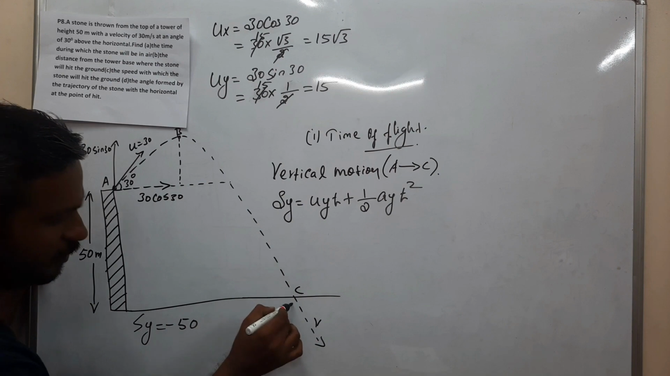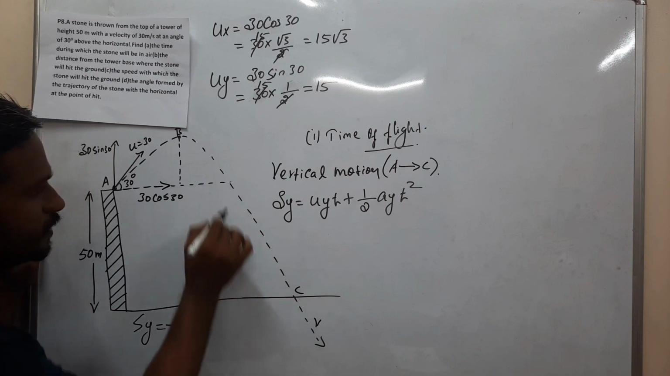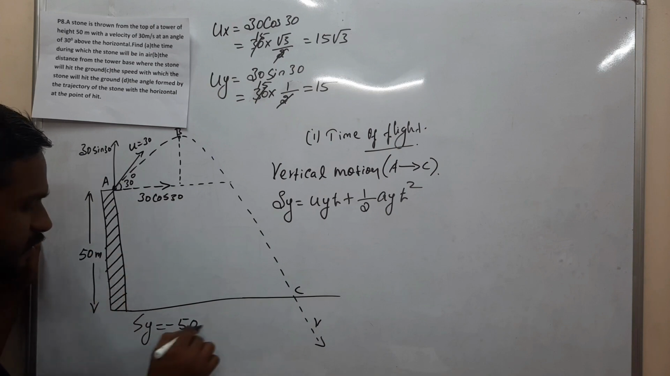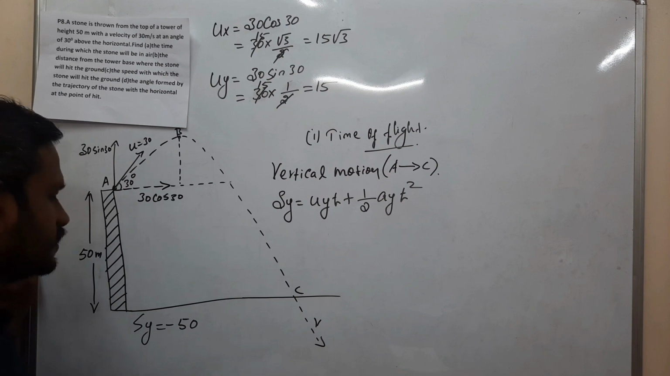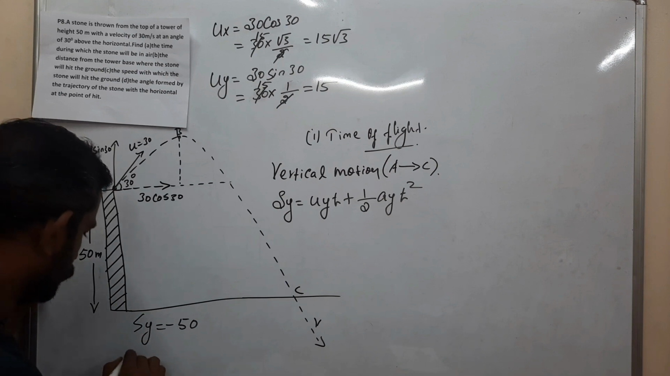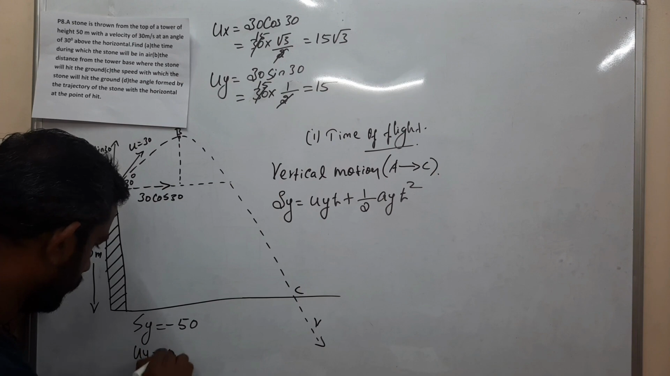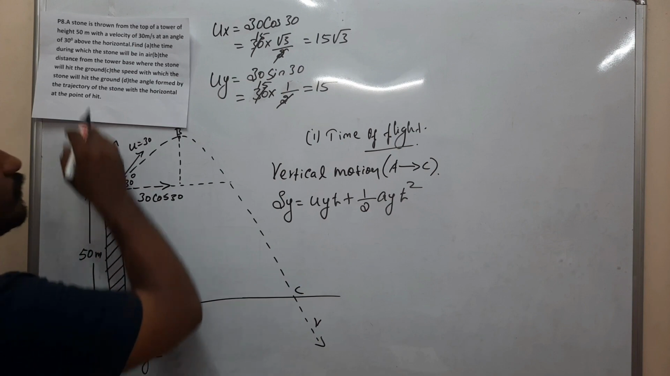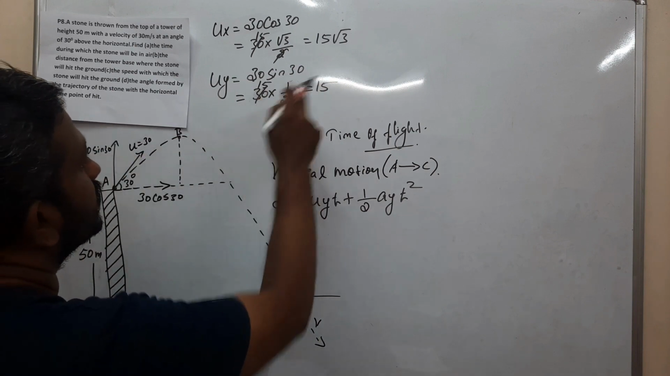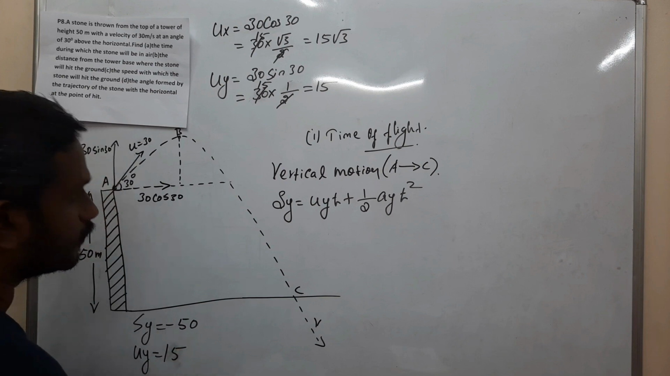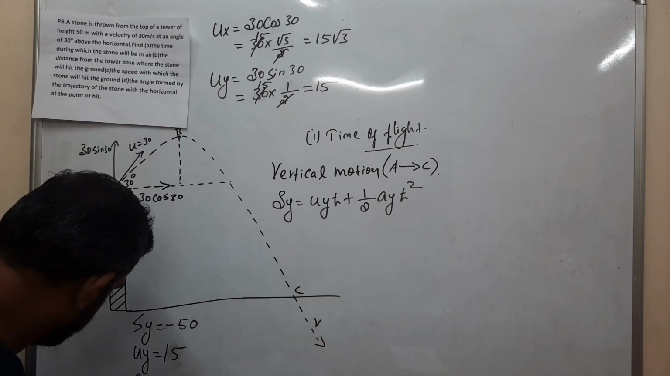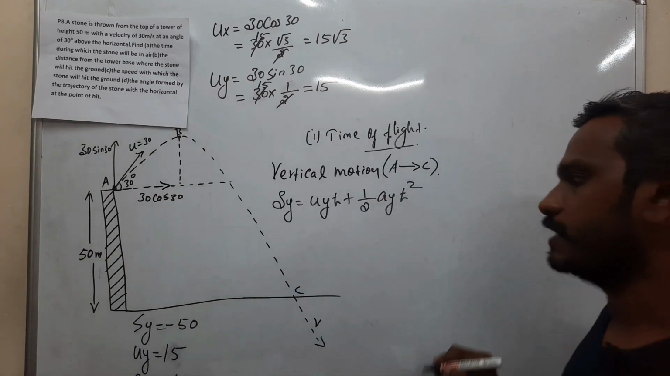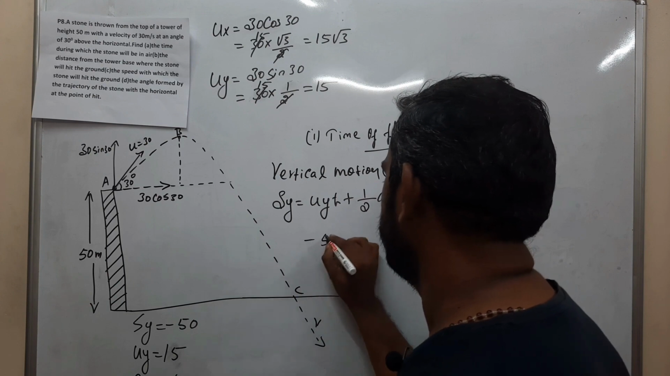From this point onwards to this point, what is the vertical displacement? That is minus 50 meters. So the net displacement traveled by the body is minus 50. So uy is not 0 here. uy, that is initial vertical velocity, 30 sin 30, that is equal to 15. ay, acceleration, that's equal to minus 10. So substitute the values.